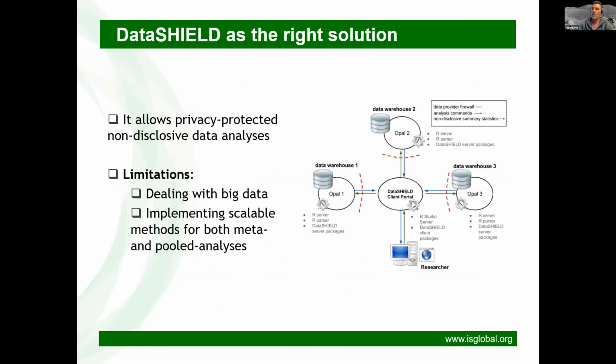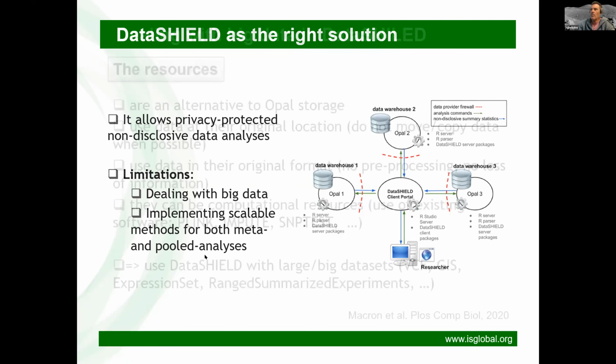So, as you know, DataSHIELD can be adopted to solve these issues, and we can run the analysis in the Opal servers and then meta-analyze the data on our client side. The problem is that there are two limitations. The first one is dealing with big data, which has been addressed by using the resources, as Yannick has mentioned. And the second one is to implement scalable methods for both meta-analysis and pool analysis. We're going to see in a minute why this is a problem within DataSHIELD.